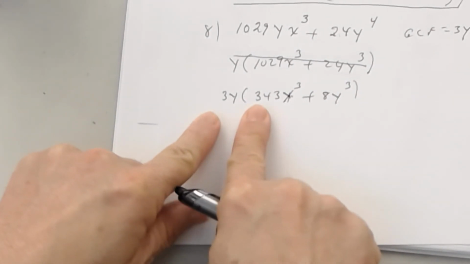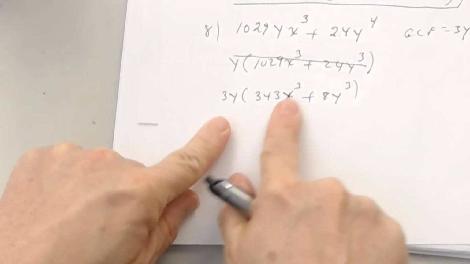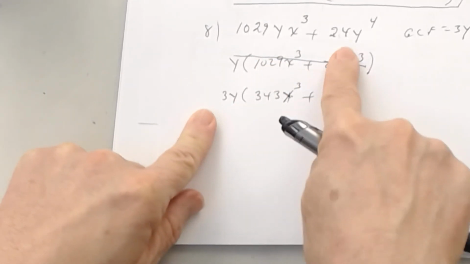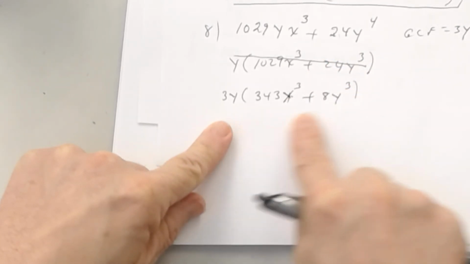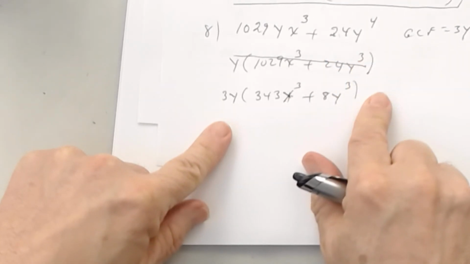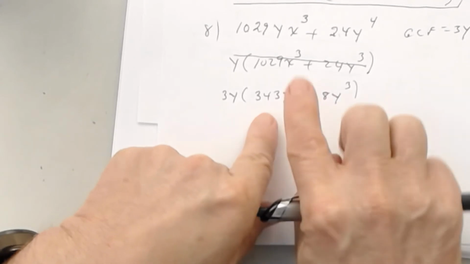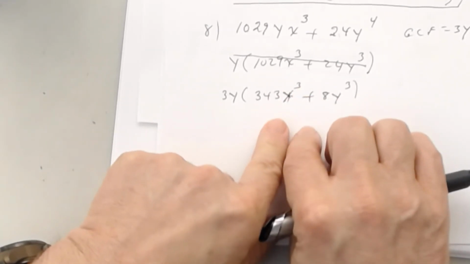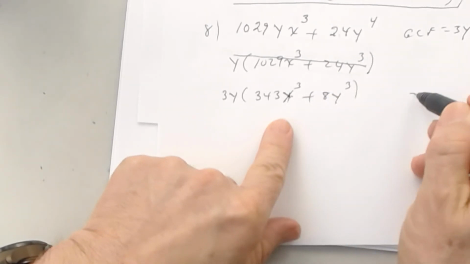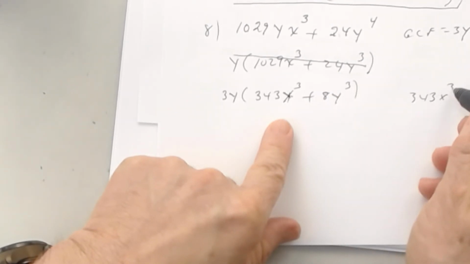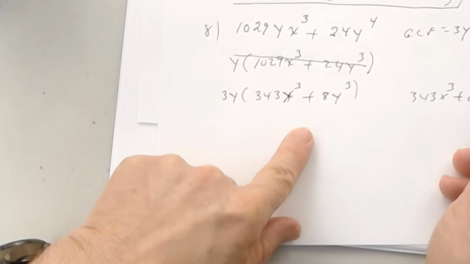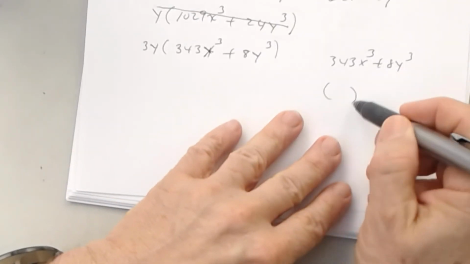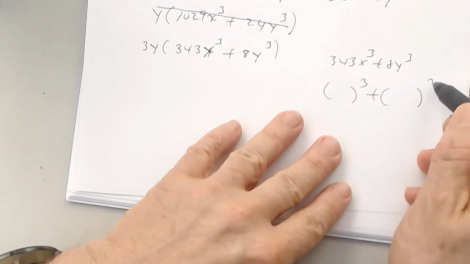So remember the distributive property. 3 times 343 is 1029. Y times x cubed is yx cubed. 3 times 8 is 24. Y times y cubed is y to the 4th. But you can't say that's your answer and then expect to get full credit, because it's not. Because if you notice 343x cubed plus 8y cubed, you want to check and see if that's going to be the sum of two cubes.